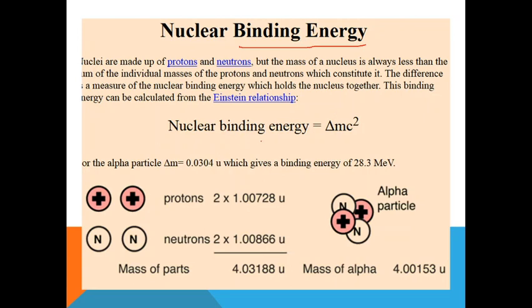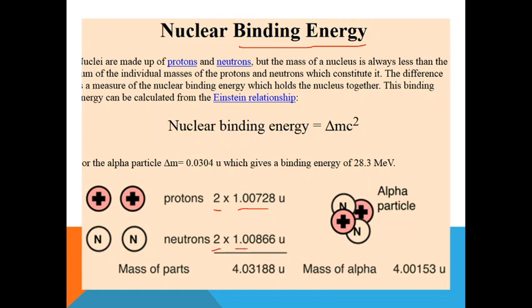Okay. Now let's take the case of alpha particle. Nuclei are made up of protons and neutrons, but the mass of nucleus is always less than the sum of the individual masses. Now this is very interesting. If alpha particle is made up of two protons and two neutrons, basically there are four nucleons. Individually, if you measure their masses and add them, and if you measure the mass of alpha nucleus, then the mass of alpha nucleus is found to be less than the individual masses. This statistics tells you this. See, alpha particle has got two protons and two neutrons. So 2 multiplied by the mass of proton is the mass of two protons.